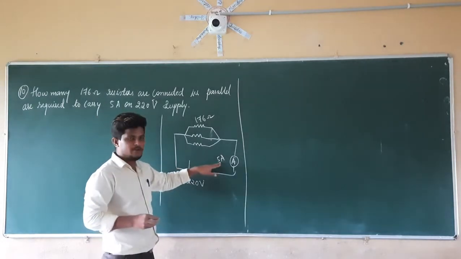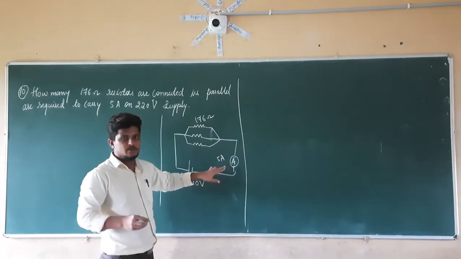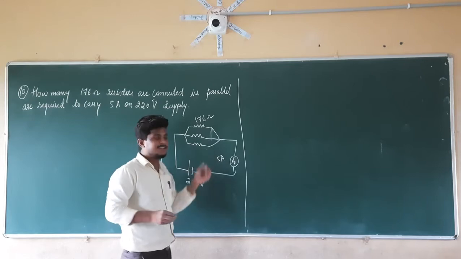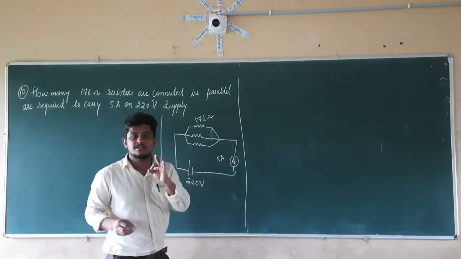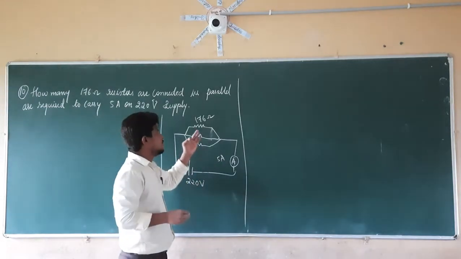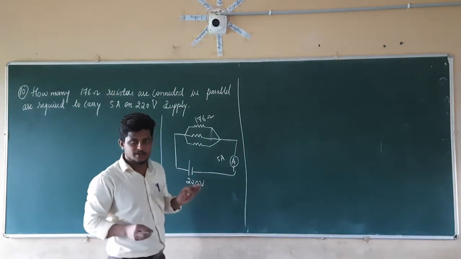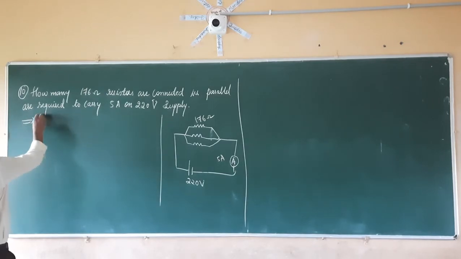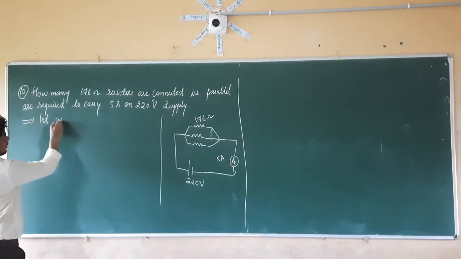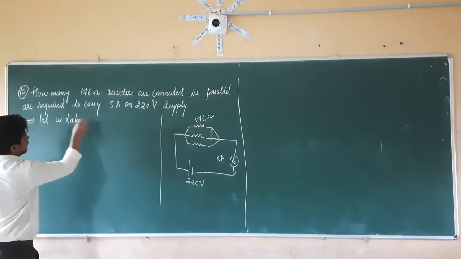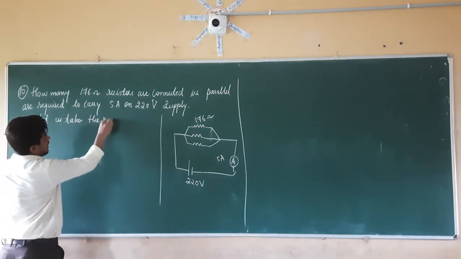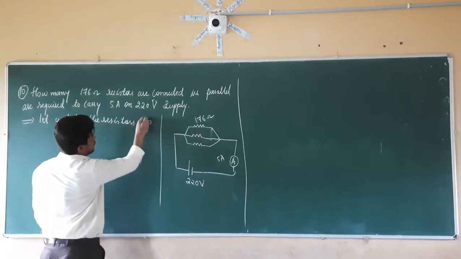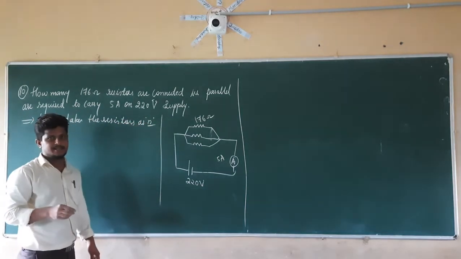Then when this value is coming, first we have to use this value to calculate the total resistance, that is nothing but the total resistance in parallel connection. After that we are going to calculate the number of resistors. Let us take the number of resistors as n. We don't know the value of the number of resistors, so we take it as n.